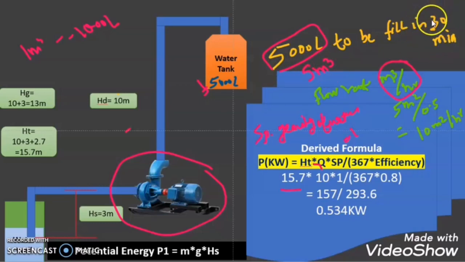But the time needed to deliver this water is 30 minutes, and we need to calculate the flow rate per hour. So 30 minutes is equal to 0.5 hour. So 5 meter cube divided by 0.5 hour gives, after calculation, 10 meter cube per hour. So I mentioned here Q is equal to 10 meter cube per hour. Specific gravity of water is 1, it is a standard value. So I put the value as 1, divided by 367 into efficiency, for which I took 0.8. When I calculate this, I get the value of 0.534 kilowatt.